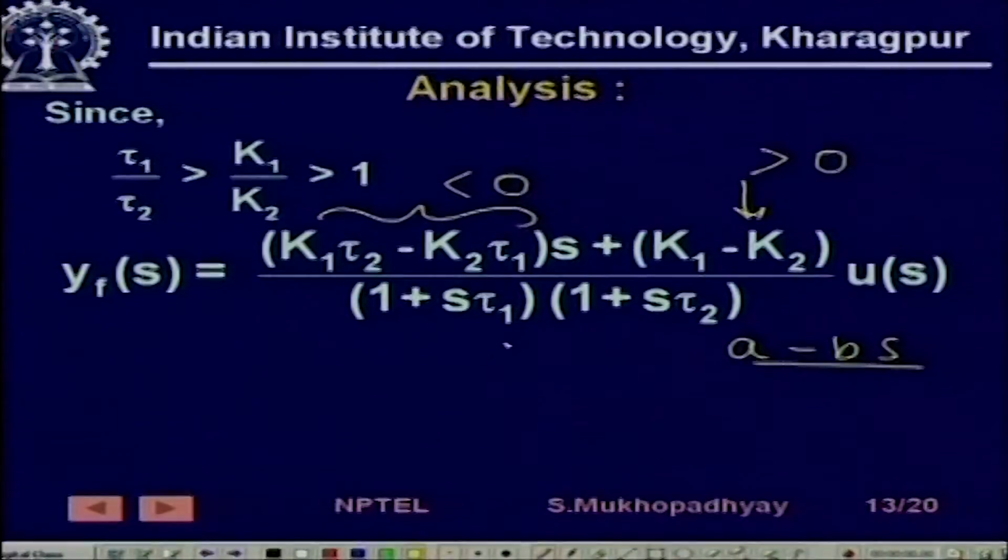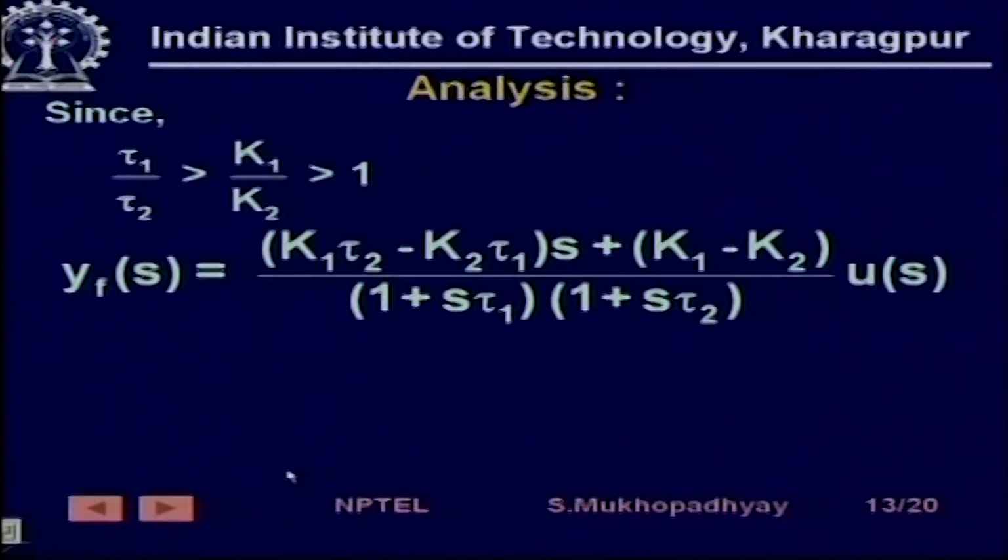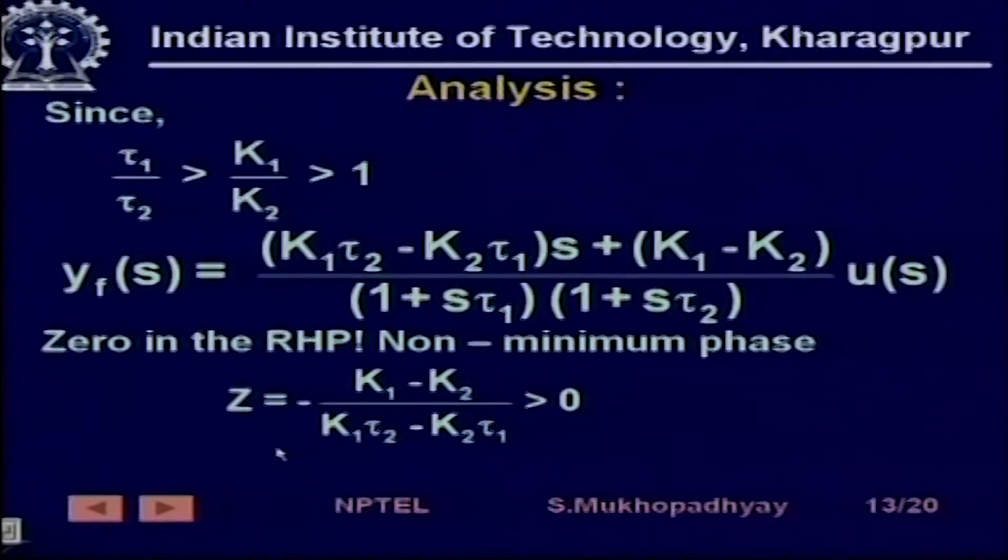This will give the poles and this will give the 0 of the transfer function, that there is what is known as a right half plane 0. So, the real part of the 0 is in the right half plane, and such transfer functions are called non-minimum phase for a different reason, with which we are not concerned, so we will not try to explain that. That 0 location is given by minus k1 by k1 minus k2 by k1 tau 2 minus k2 tau 1. So, that is the location of the 0.